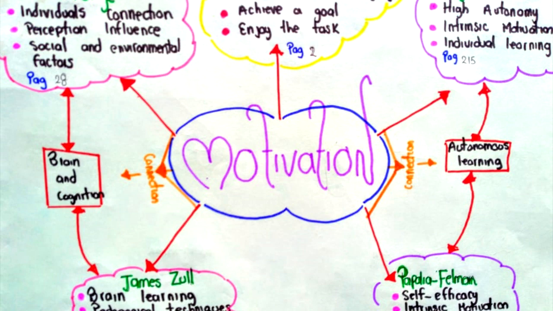That is the reason I put those authors in the same color as the cloud. On the other side of the mind map, there are Ryan, Deci, and Papalia and Feldman, who introduce motivation with autonomous learning. And they connect with the theory that people who are autonomous learn intrinsically by leading their own process. And of course, I put them in the same color to show that connection.